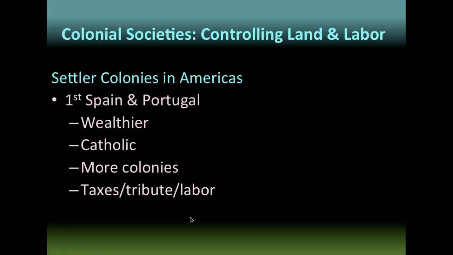So settler colonies in the Americas. These are colonial societies or colonists from places like Spain and Portugal who control land and labor in the Americas, on the land in the Americas. They start out wealthier because they're wealthier countries in Europe, and they become wealthier even more so once they reach the Americas, because they are able to exact tribute and taxes and forced labor from the local native indigenous population.